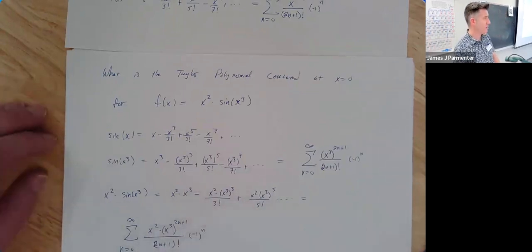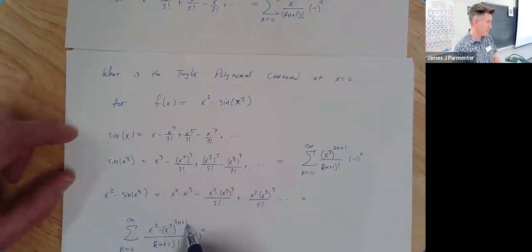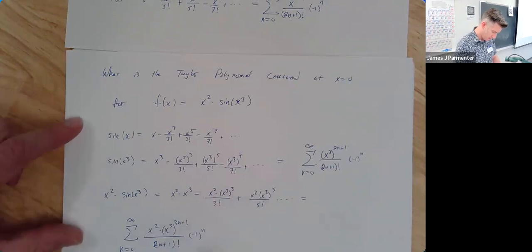And what I would probably do is simplify this just a tiny bit. Because x cubed to the 2n plus 1, I can multiply those powers together. X cubed to the 2n plus 1 is x to the 3 times 2n plus 1, which is x to the 6n plus 3. And then I can multiply that by x squared to get x to the 6n plus 5.